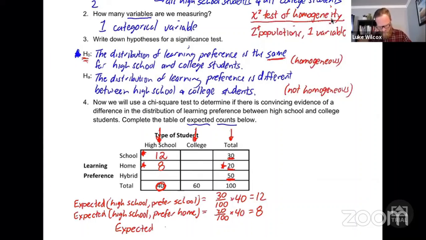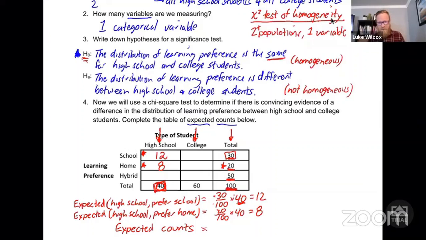If you're trying to get expected counts, when you have a table like this, which we call a two-way table, well, look at the calculations that we did above. 30 out of 100 times 40. Well, let's look at the 30. What is that? The 30 is the row total, right? And the 40, that's actually the column total. And then the 100, that's what I call the grand total for the whole table.